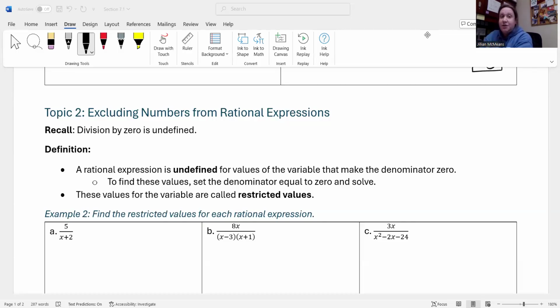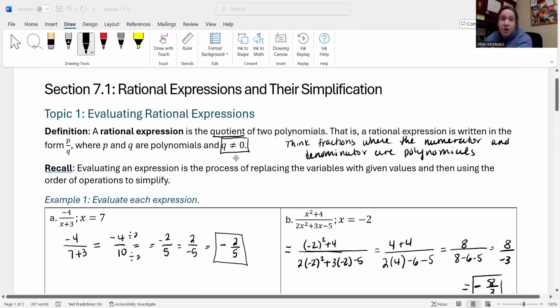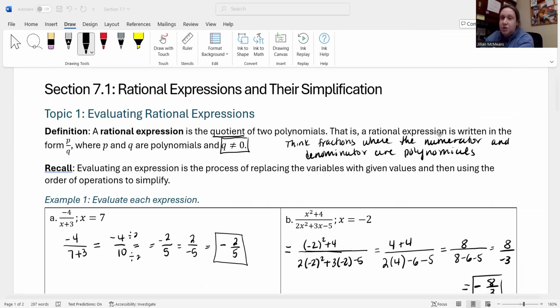Topic 2 is titled Excluding Numbers from Rational Expressions. So we kind of have to really dive deep into what does that mean. At the beginning of this worksheet, we talked about the definition of a rational expression. A rational expression is the quotient of two polynomials. That is, a rational expression is written in the form P over Q, where P and Q are polynomials, as long as Q does not equal 0.